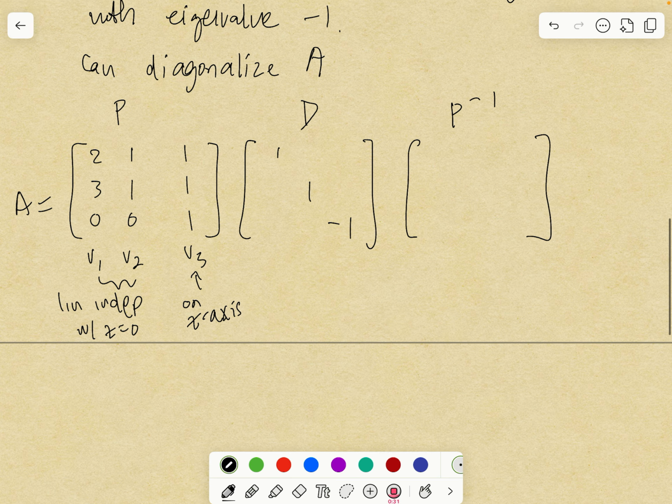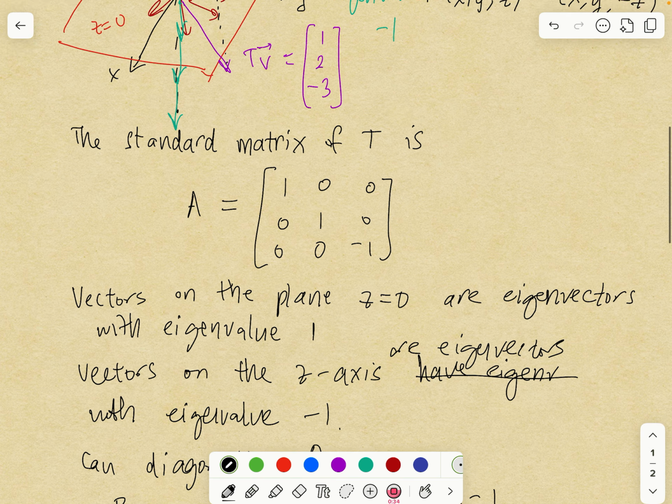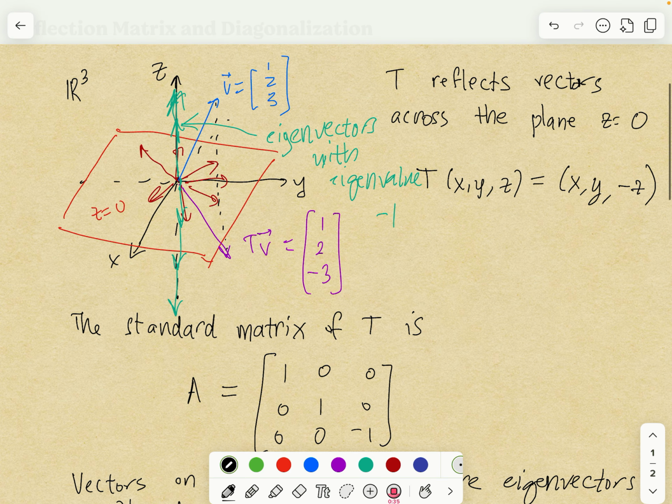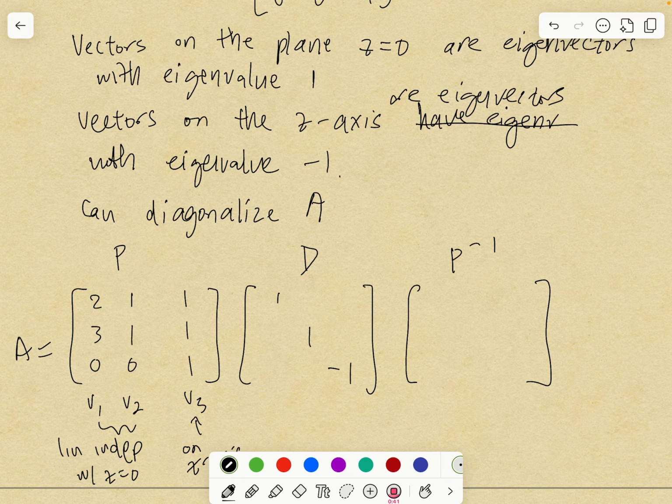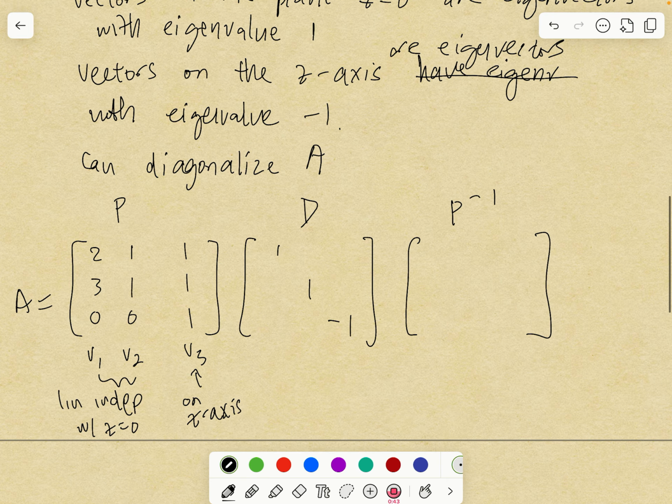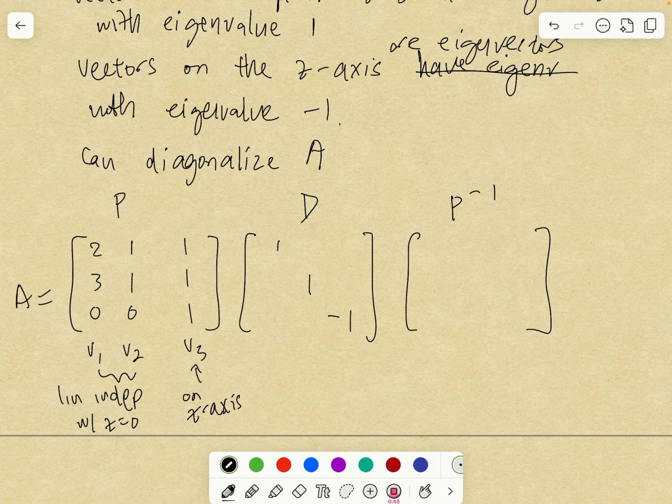So there isn't really a good reason to diagonalize when your matrix A is already diagonal. But this is just to explain the concept.